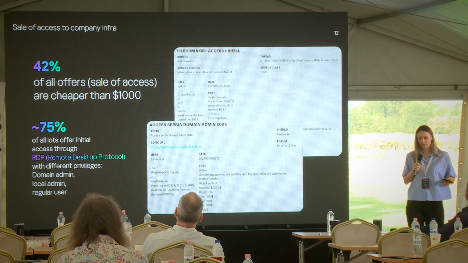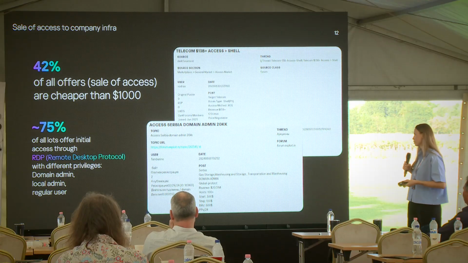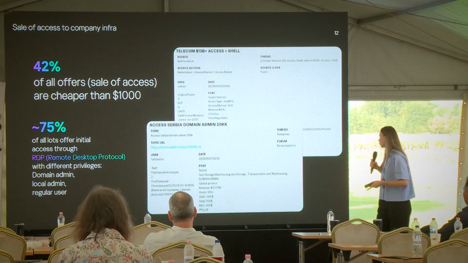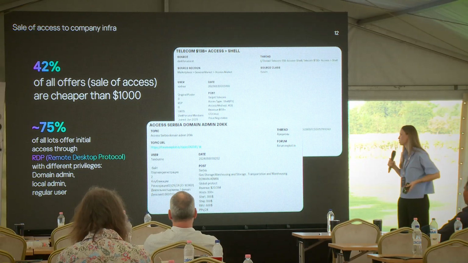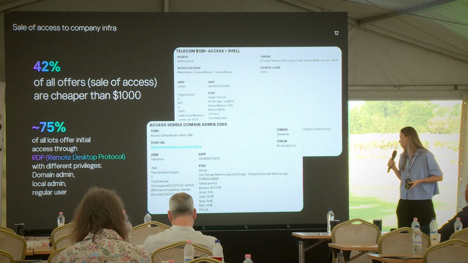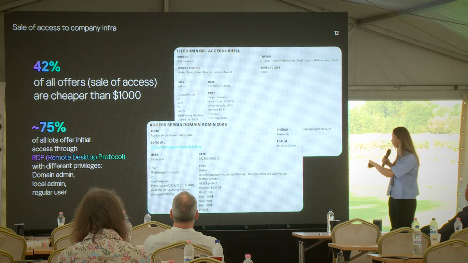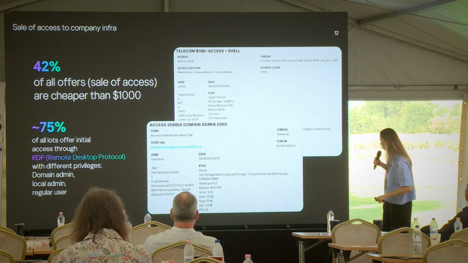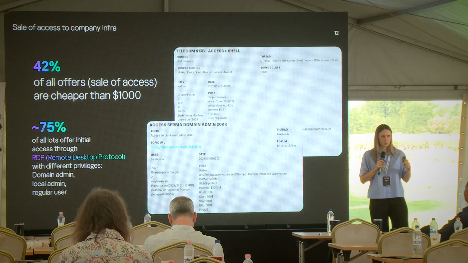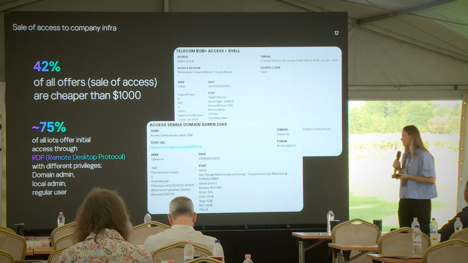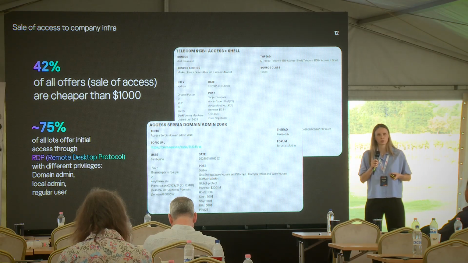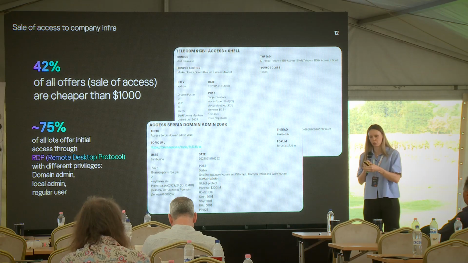What do they offer for sale? In 75% of cases, they sell access through RDP, Remote Desktop Protocol. But in my examples, which are real examples from real forums, they sell just Python shell access and access through SSH, if I'm not mistaken. They do not specify, but probably that will be SSH. So in 75% of cases, that will be access through RDP with different privileges: domain admin, local admin, or regular user. It will also affect the price of such an offer.